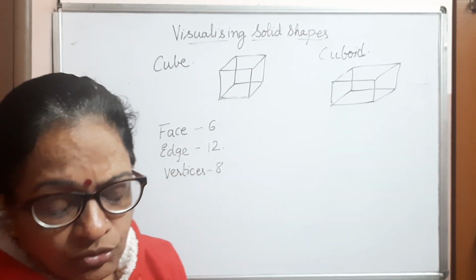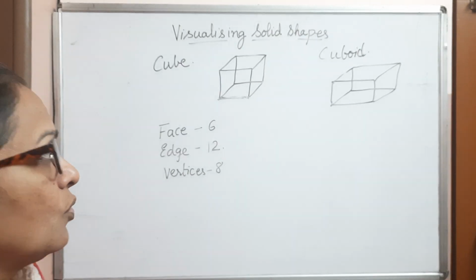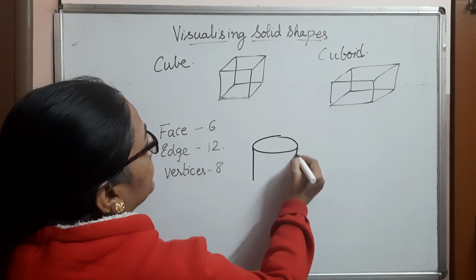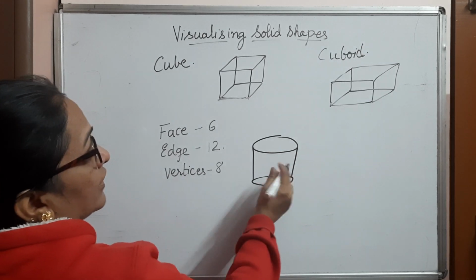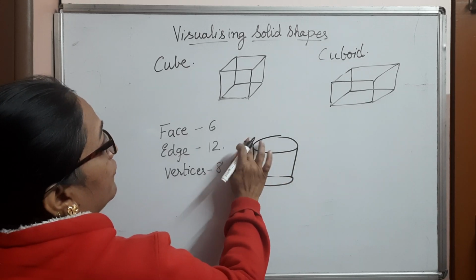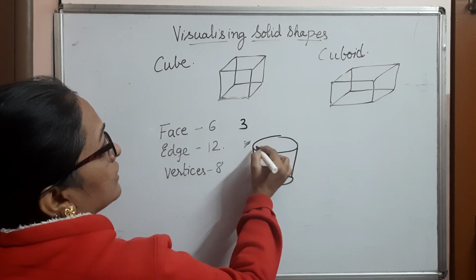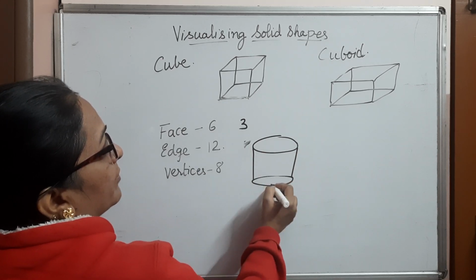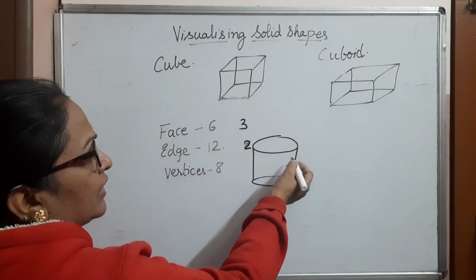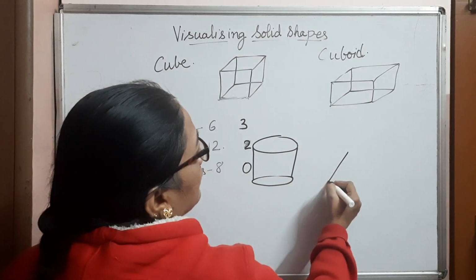Now, along with a cube and a cuboid, you should also know what a cylinder is and what a cone is. Quickly take a recap of it. You have already done it. This is a cylinder. In this case, there are 3 faces. How many edges? This is one edge and this is another edge. Both of them are curved edges. So there are two edges and there is no point where the edges are meeting. They are circular, so there is no vertex. Then coming to a cone.